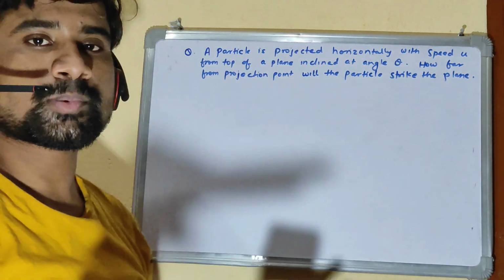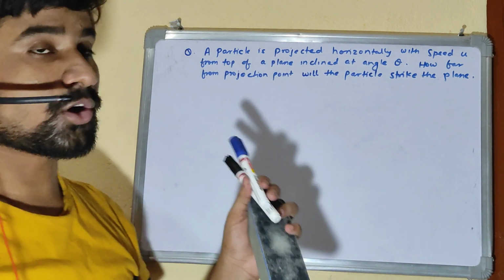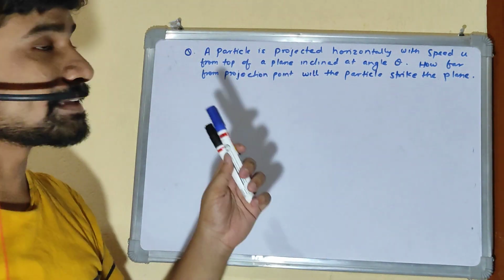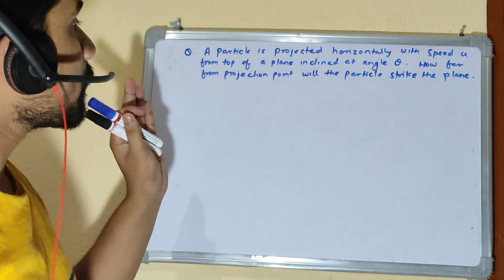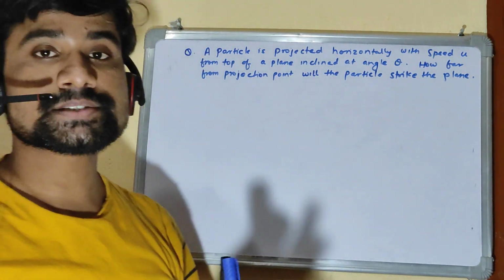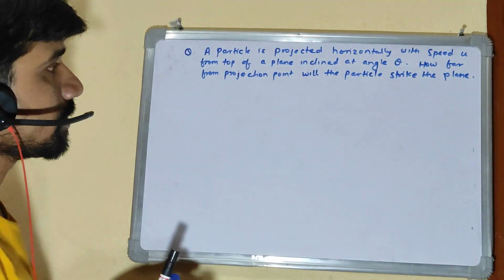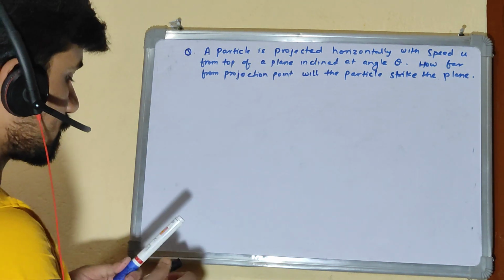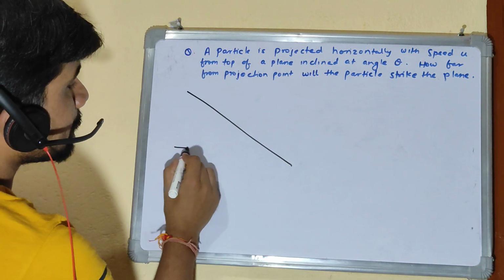So let's solve one more problem dealing with projectile motion. The problem states that a particle is projected horizontally with a speed u from the top of a plane inclined at angle theta. So this is a case of inclined plane, right? How far from the projection will the particle strike the plane? Now, let's draw the diagram first. Let's say this is my inclined plane.